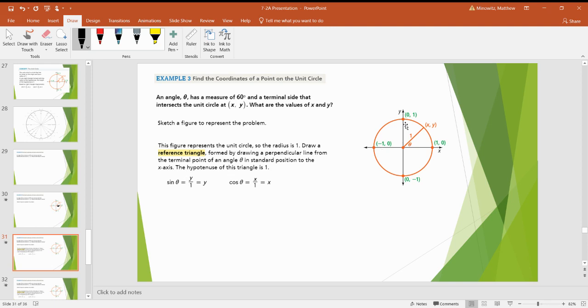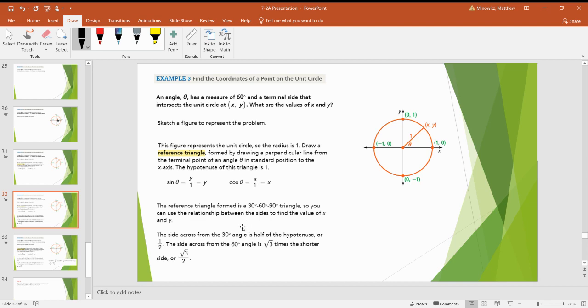Then we talked about sine being the height ratio and cosine being the base ratio. So if I knew the sine of 60, I know y. If I know the cosine of 60, I know x. Now we need to know some special cases, because if I put sine of 60 in my calculator, it's going to give me an ugly decimal, and I want an exact value.